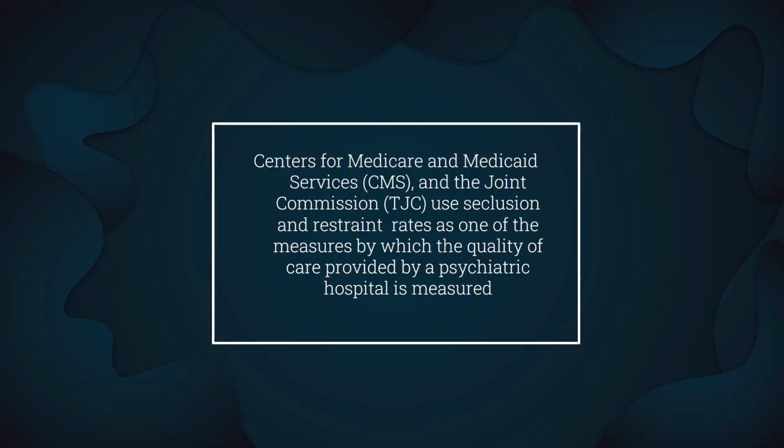It's not uncommon to hear staff say that it is only a number when referring to the time a patient spent in seclusion or restraint. Well, that's not only incorrect, but it's also a poor understanding of what that number represents. The Centers for Medicare and Medicaid Services and the Joint Commission use seclusion and restraint rates as one of the measures by which the quality of care provided by a psychiatric hospital is measured.